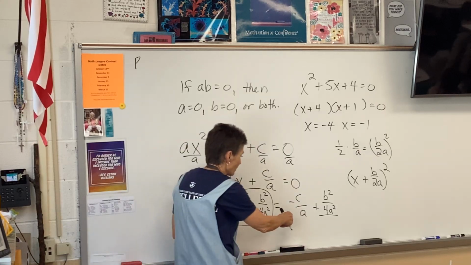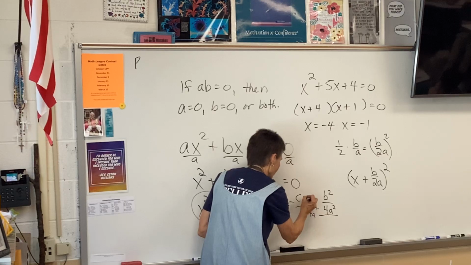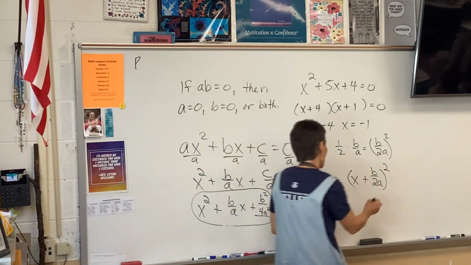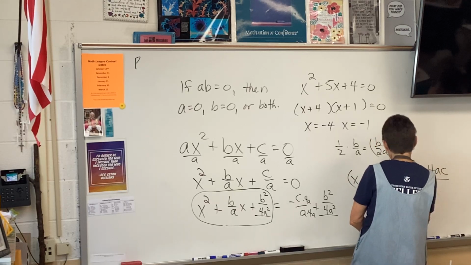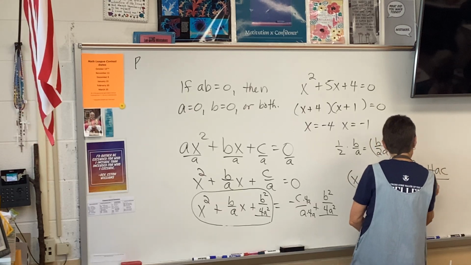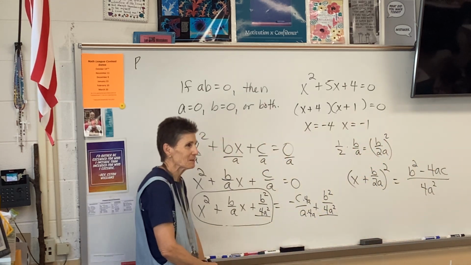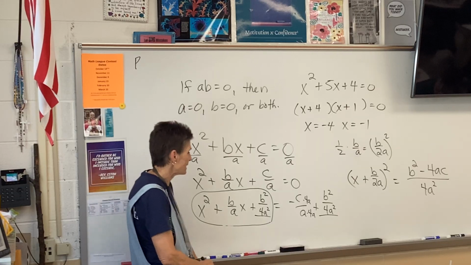2. And over here, I'm going to add these two together, so I need a common denominator. So I have b squared minus 4ac over 4a squared. Do you see what's happening here? What's the next step?